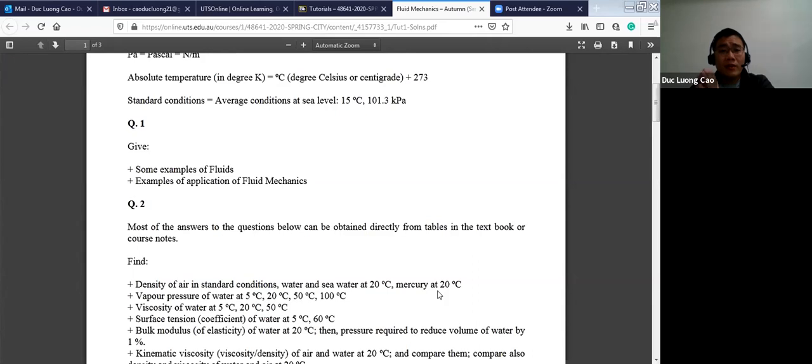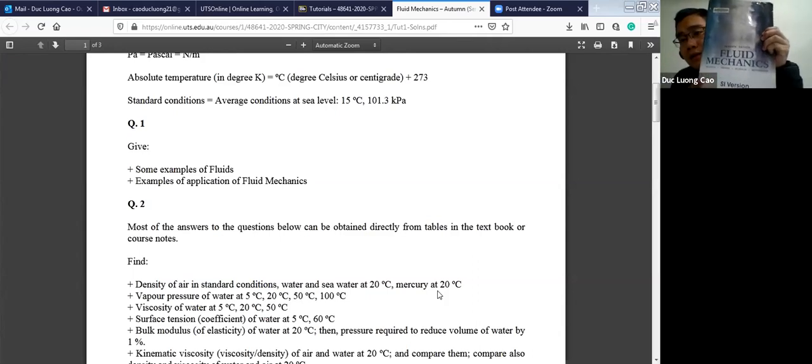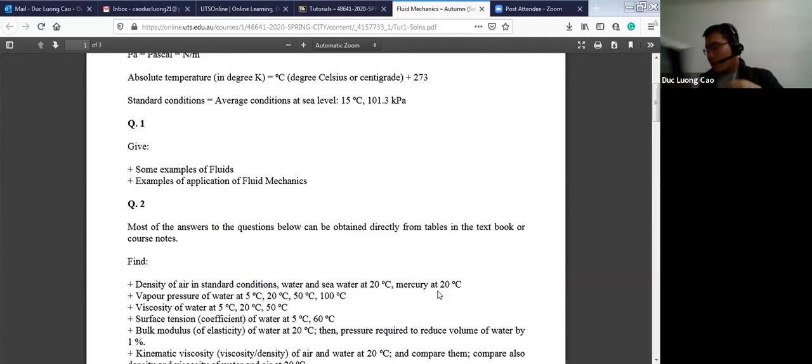So in fluid mechanics, there are so many applications of this one. And the textbook, I think the lecturer talked about this one already. Fluid Mechanics, 7th edition. You can borrow this one at the UTS library, or you can buy this one from Wiley.